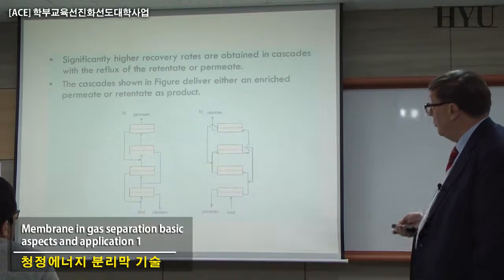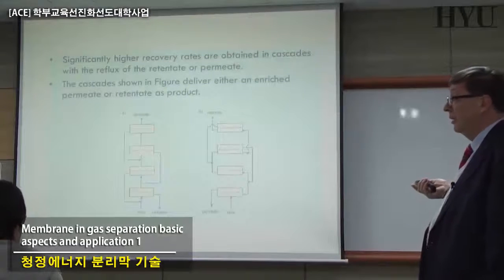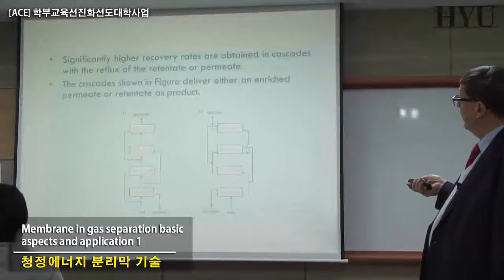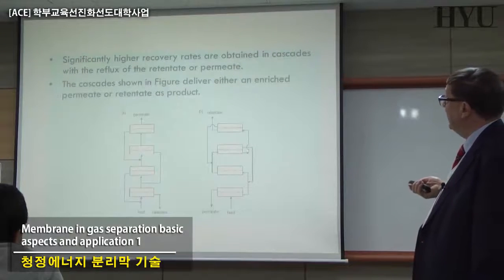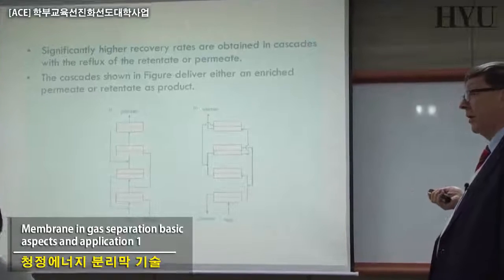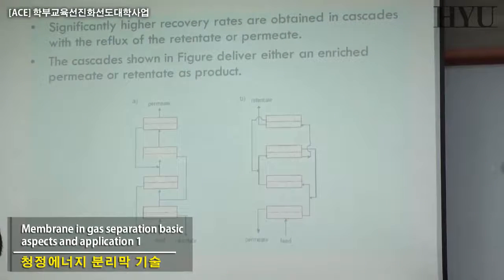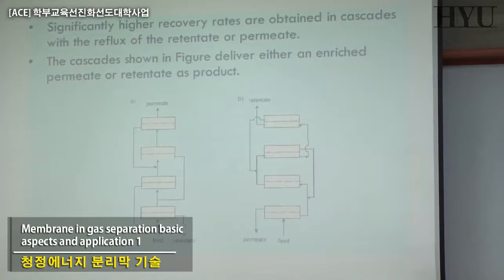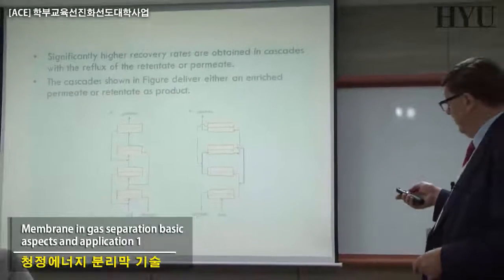This is important because you can obtain increased recovery rates in a cascade with the reflux of the retentate or permeate. Each one of these is a way to change the concentration of the permeate or of the retentate, depending on what you are more interested in for the system, and you can change the kind of configuration. Okay? And that is one.